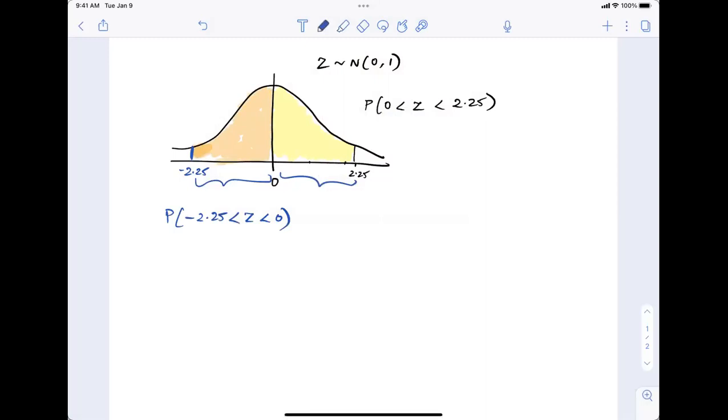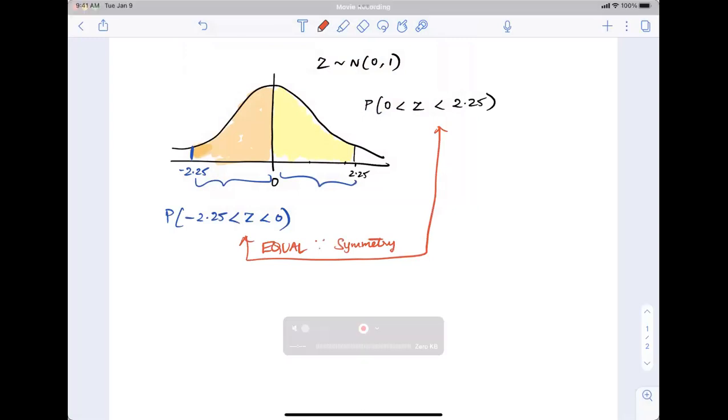And I know that because of the symmetric nature of the normal distribution, these two have to be the same. The two halves are symmetric, and therefore the area from minus 2.25 to 0 should be the same as the area from 0 to 2.25. Okay, and we'll use this point in a later problem as well. But now let's go back to our Excel sheet.